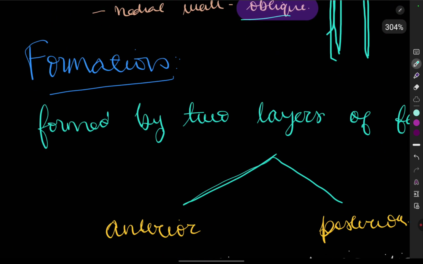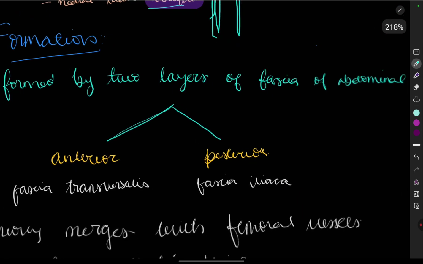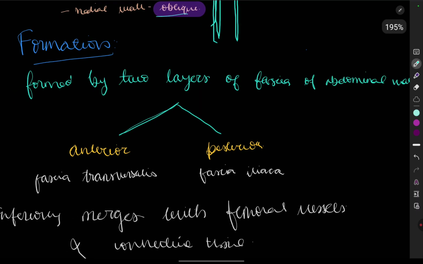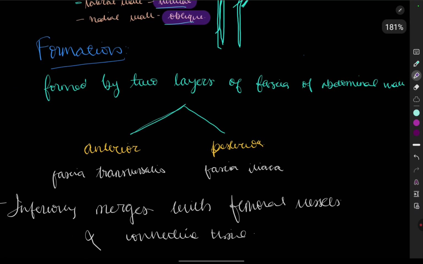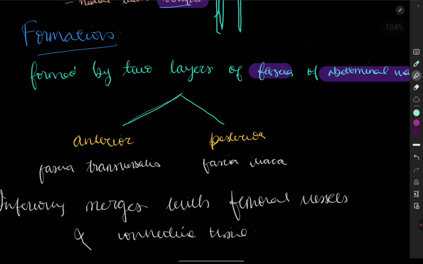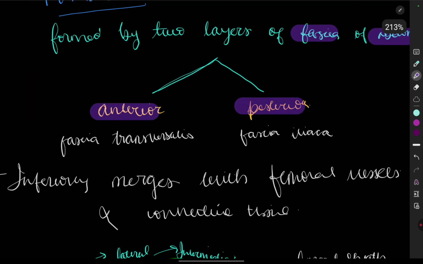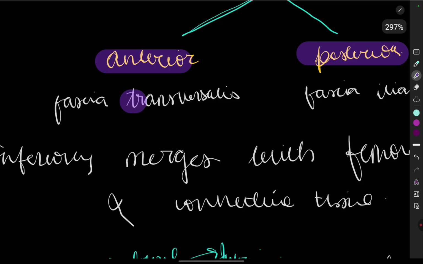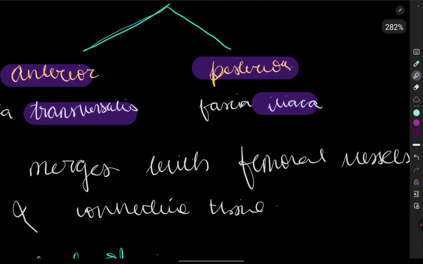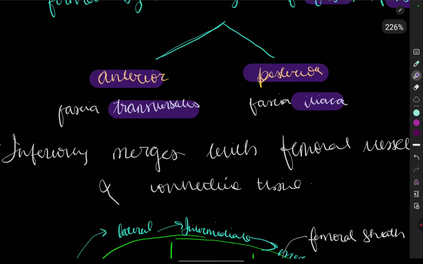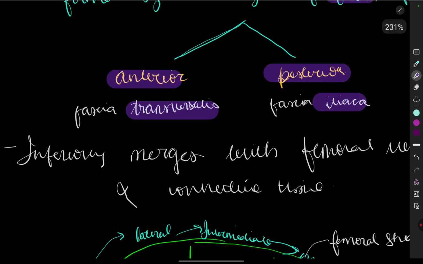Now how does the formation of this take place? It is formed by two layers of fascia of the abdominal wall: the anterior layer and the posterior layer. The anterior layer is called the fascia transversalis, and the posterior is called the fascia iliaca. Just remember that the hip bone has the ilium, which is present slightly posterior. So the posterior fascia is the fascia iliaca, and the anterior is the fascia transversalis.